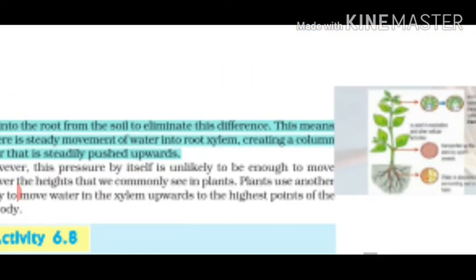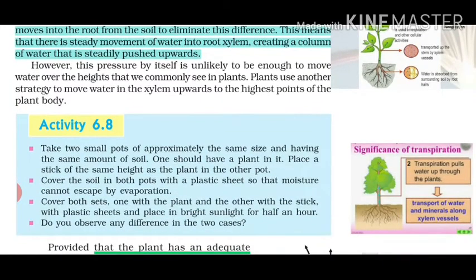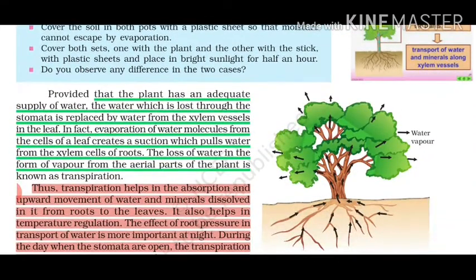Pressure is not enough to move the water over the heights that we commonly see in plants. So how does water move up to the highest parts of the plant? There must be some pull needed for water to reach the highest part of the plant. So how does water reach the uppermost parts of the plant? As the plant has an adequate supply of water, the water lost through the stomata is replaced by the water from the xylem vessels.